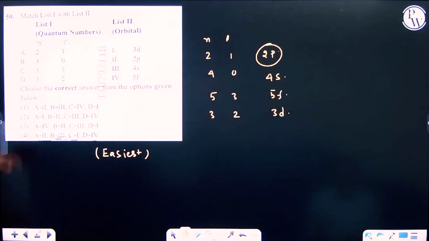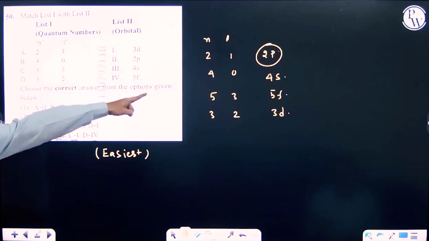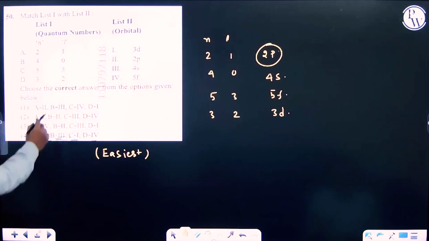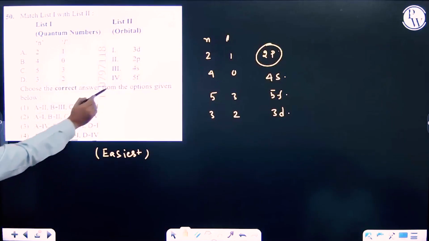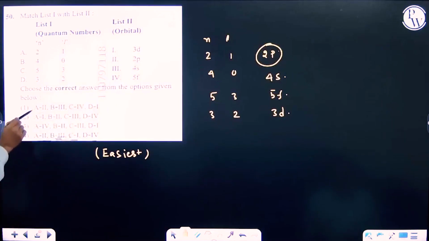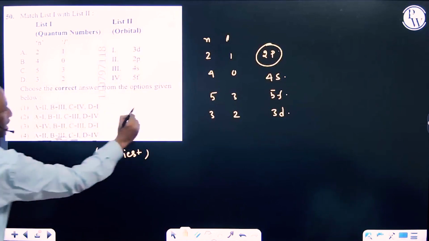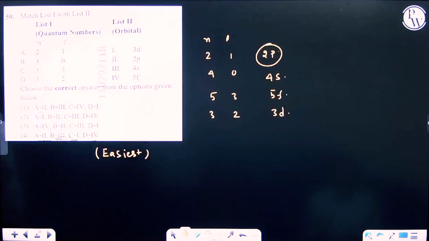So option A should match with 2p, that is the second option. B should match with 4s, that is the third. And C should match with 5f, and that is 4, and hence 2, 3, 4, 1, the answer will become 1. If anybody makes a mistake in a hurry, their rank potential will be greatly affected, because this is the easiest question in the entire paper.